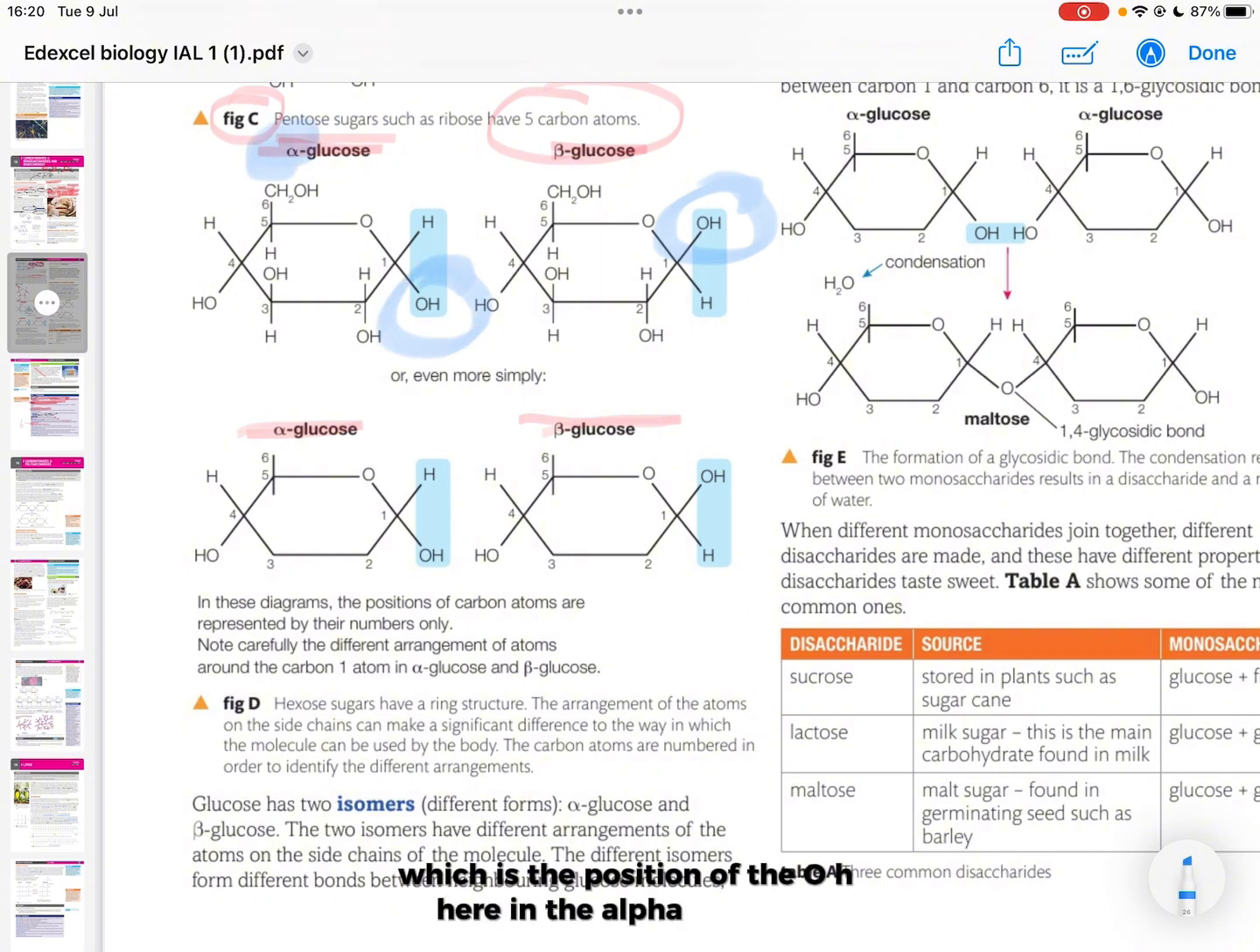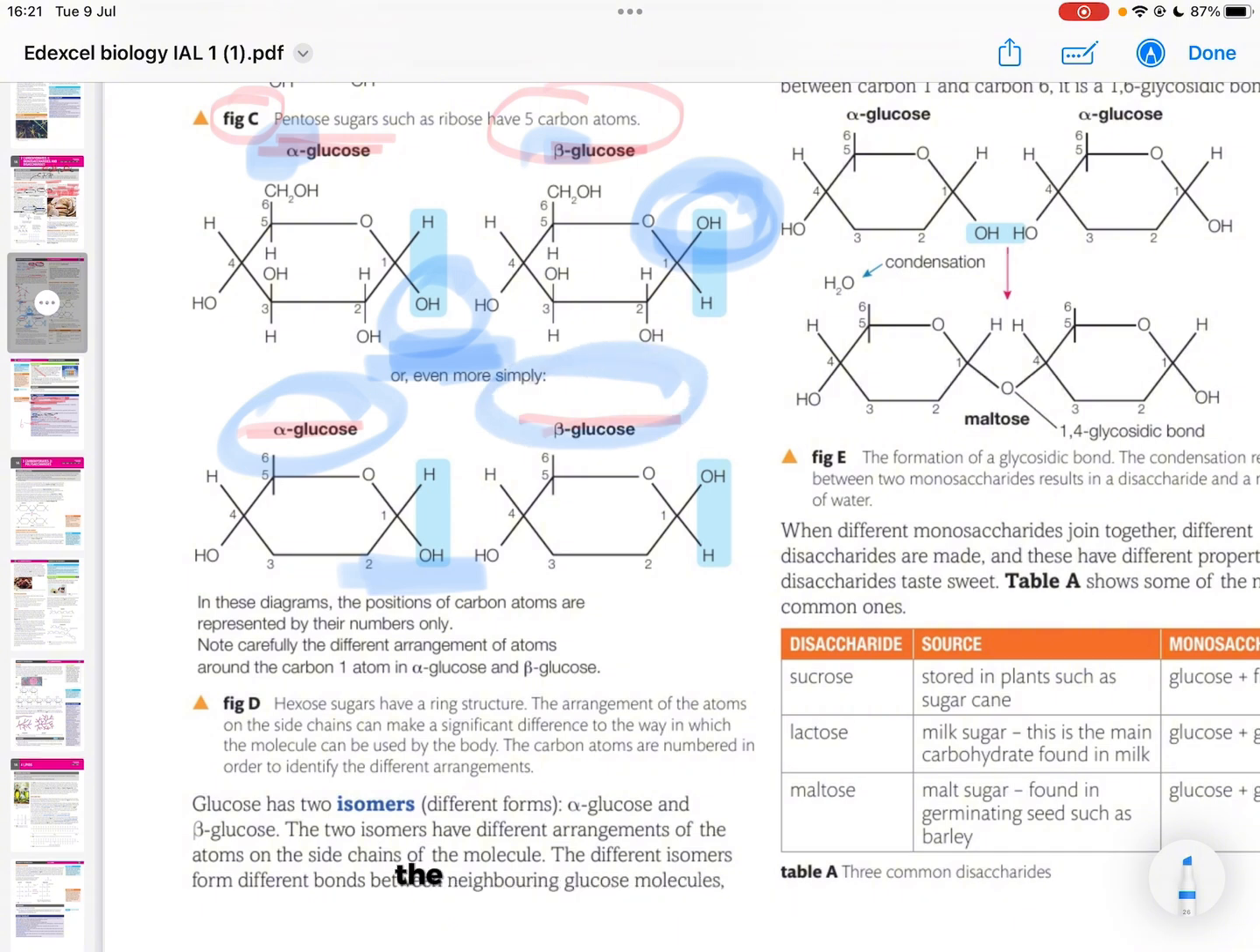Here in the alpha, it's down, the OH is down. Here in the beta, the OH is up. Here in the alpha, the OH is down, just as here, and in the beta, the OH is up, just as shown over here. In these diagrams, the position of carbon atoms are represented by their numbers only. Note carefully the different arrangement of atoms around the carbon 1 atom in alpha glucose and beta glucose.